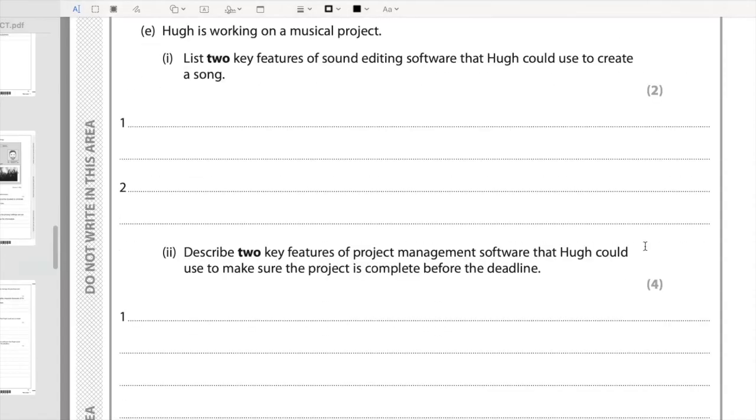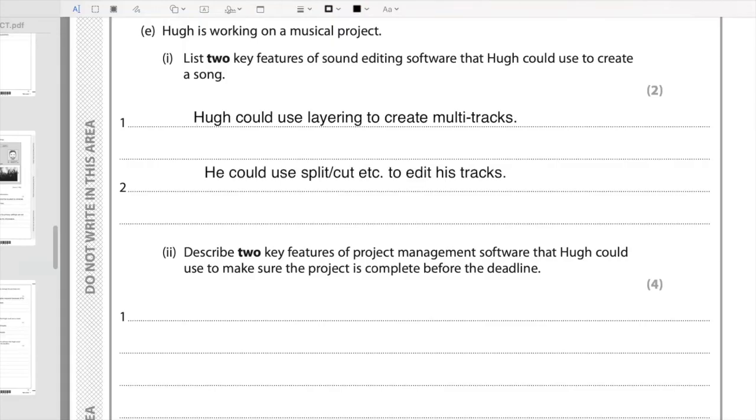E. Hugo is working on a musical project. There's 2 key features of sound editing software that Hugo could use to create a song. 2 marks. Now this is only 2 marks, so we don't need a huge amount of detail, but I've started with Hugo could use layering to create multi-tracks. I'm also going to add, so my second point is he could use split, cut, etc. to edit his tracks.